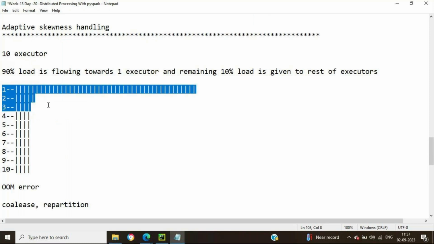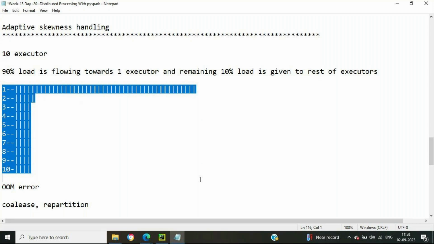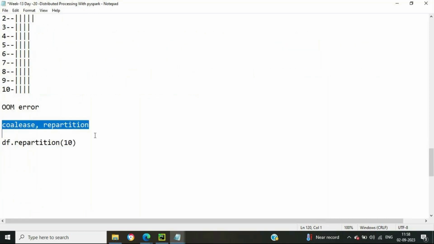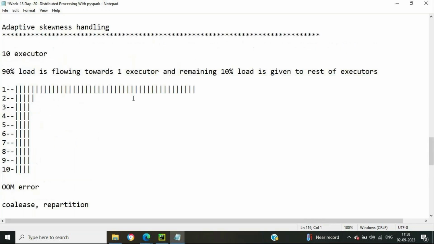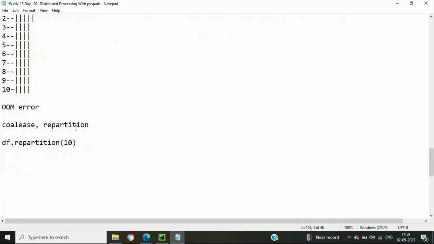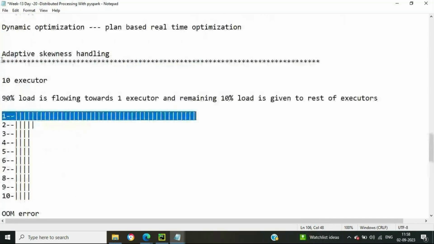So over here, since skewness is there, if the data is skewed, one executor has too much data and the remaining executors have very little load, then we can use AQE. AQE works and dynamically applies coalesce or repartition itself onto the data, and it is able to tackle this situation. That is nothing but data skewness. So we will be able to handle data skewness with the help of AQE.